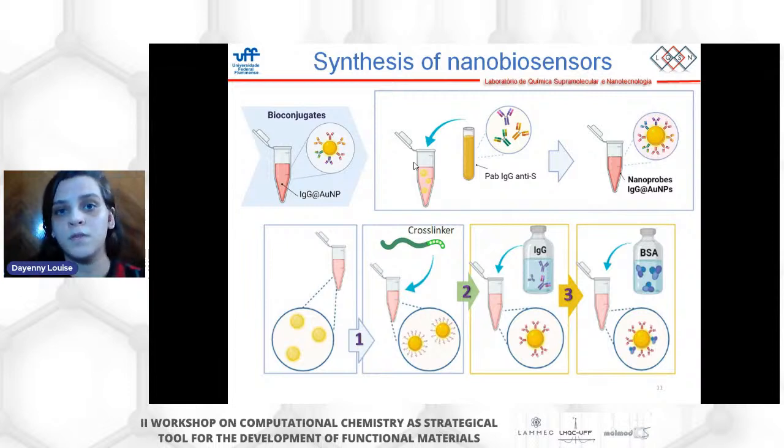So for the synthesis of the nanobiosensors, we have here the hyperimmune serum with the antibodies. In order to attach them to the gold nanoparticle surface, the first step of the synthesis is to use a crosslinker that is responsible for interacting with the gold nanoparticle surface and further interacting with the IgG antibody solution. So the crosslinker is responsible for attaching the antibody to the gold nanoparticle surface. And the third step of the synthesis is to add BSA, a protein that will fill up all the empty spots that the IgG left and help to stabilize the gold nanoparticle solution.